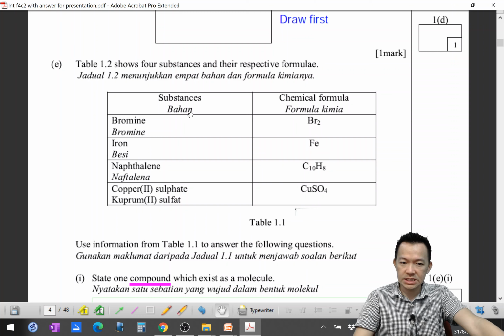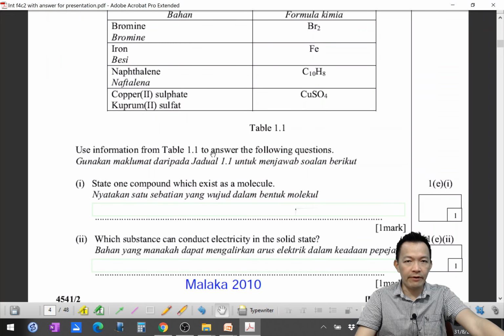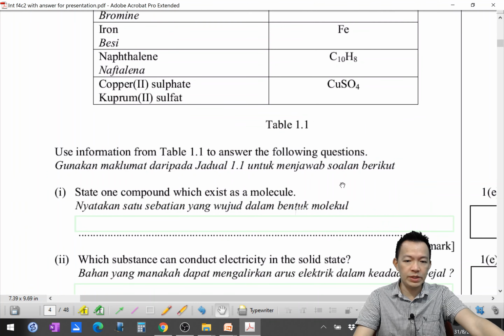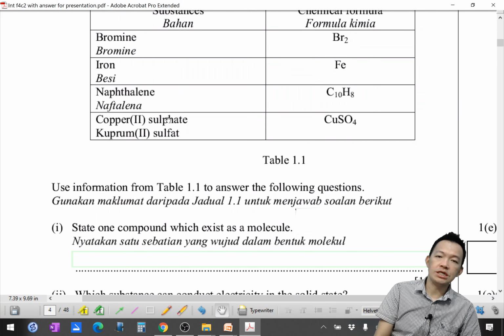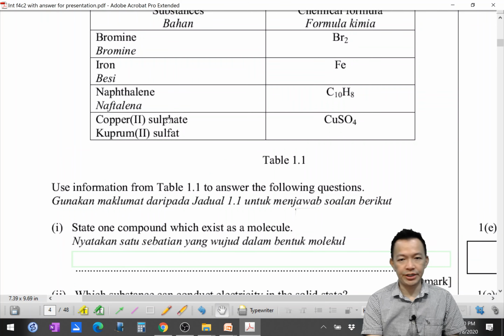Table 1.2 shows the 4 substances and their respective formulas, 4种东西还有它们的 formula。Okay, using the info in the table, answer the following questions. Okay, state one compound which exists as a molecule. Okay, 上面有4种东西，so state one example of compound which exists as a molecule.